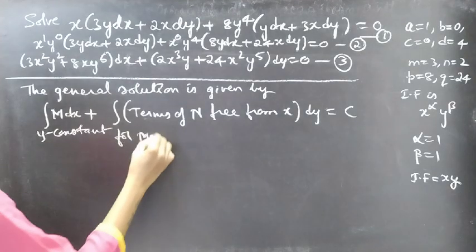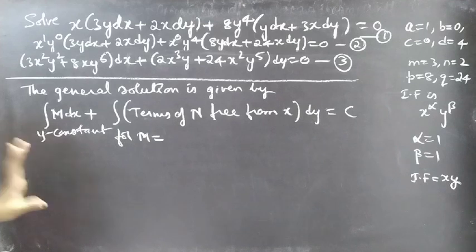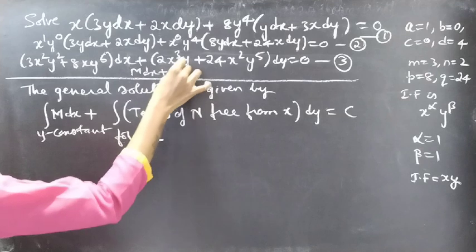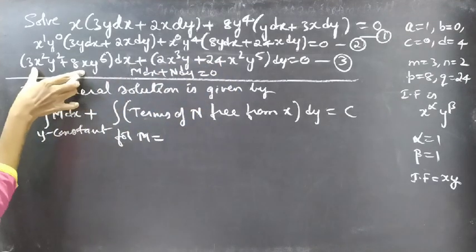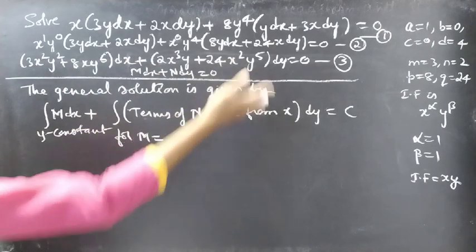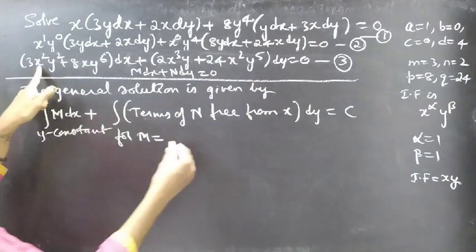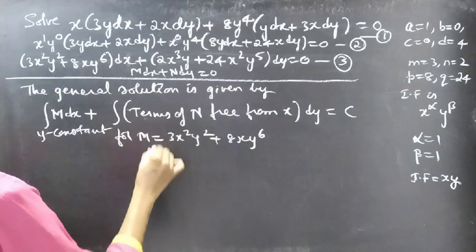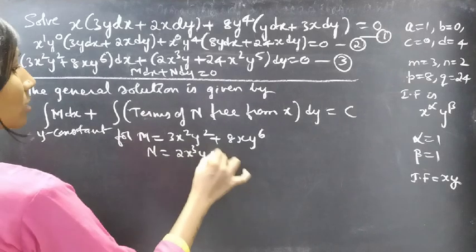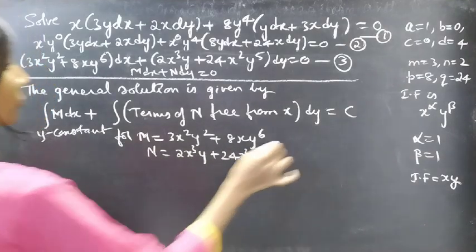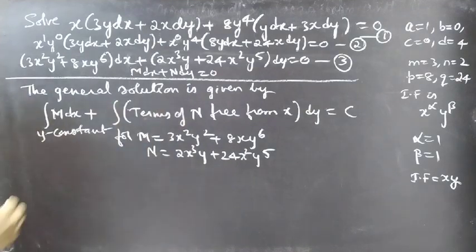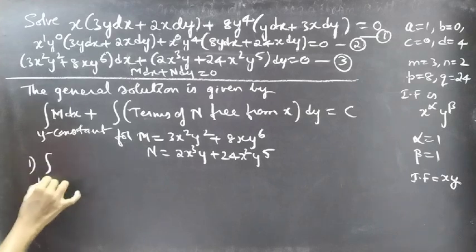For M and N we'll consider the M and N of the reduced equation, since the reduced equation is of the form M dx plus N dy equal to 0, where M equals 3x²y² plus 8xy⁶ and N equals 2x³y plus 24x²y⁵. Okay, so we'll find each integral separately for our convenience. I'll begin with the first one.